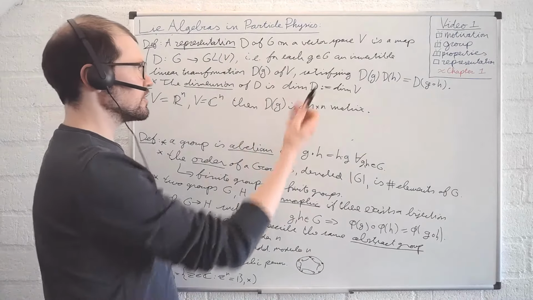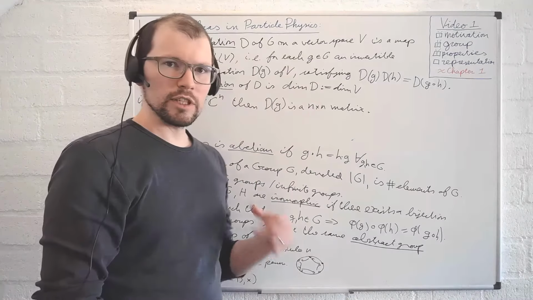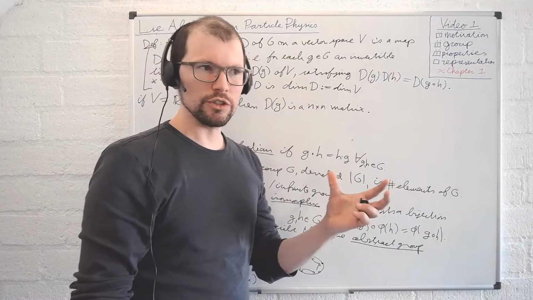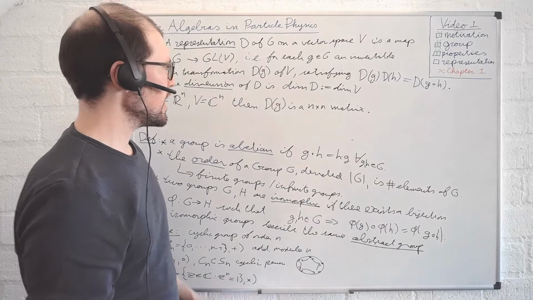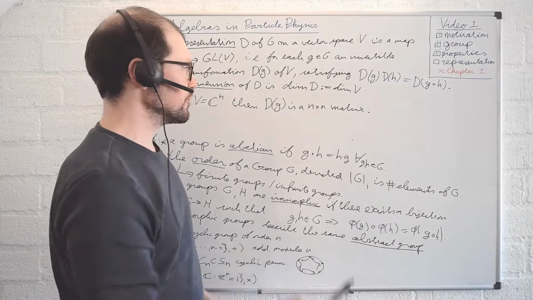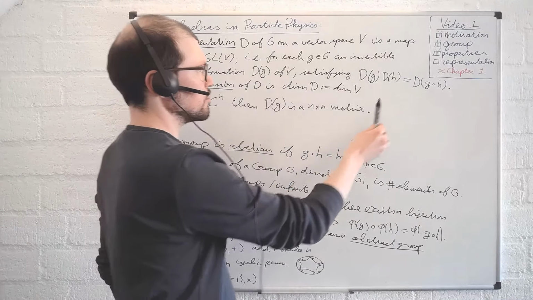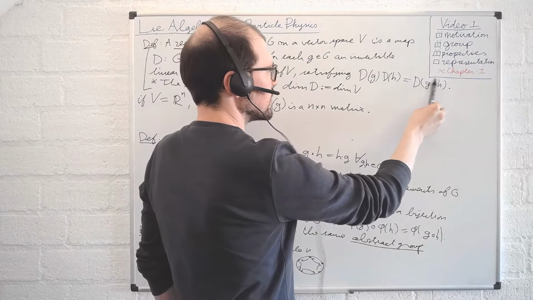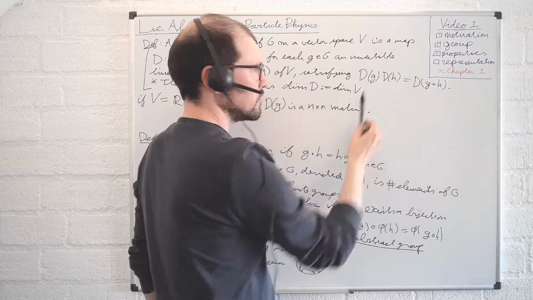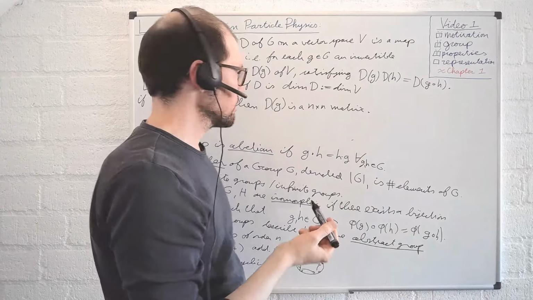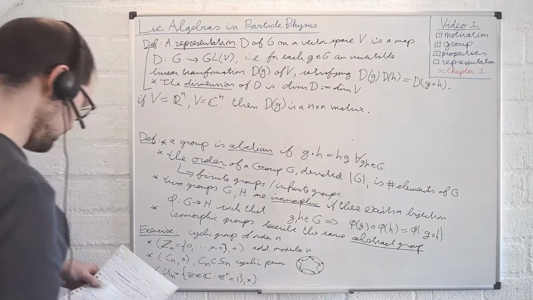So a representation is just a way of taking the algebraic structure in your group and turning it into a set of matrices, one for each element. And these matrices have to be such that taking the composition in the group is equivalent to just multiplying these matrices.